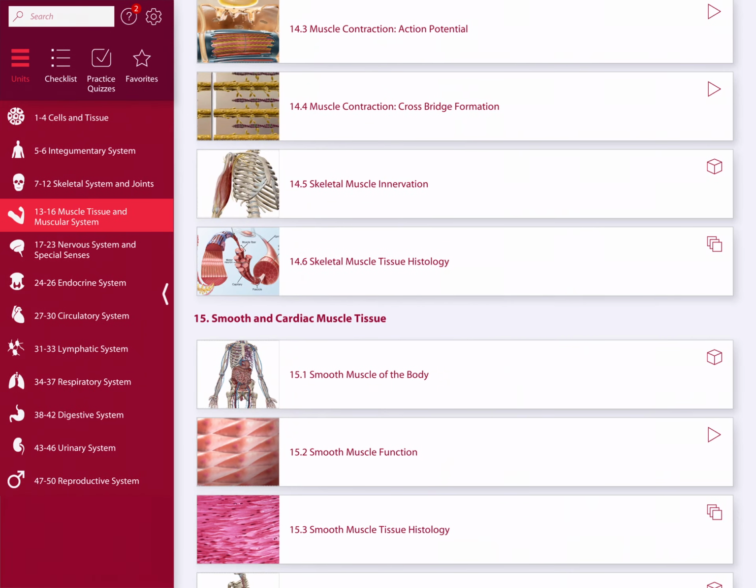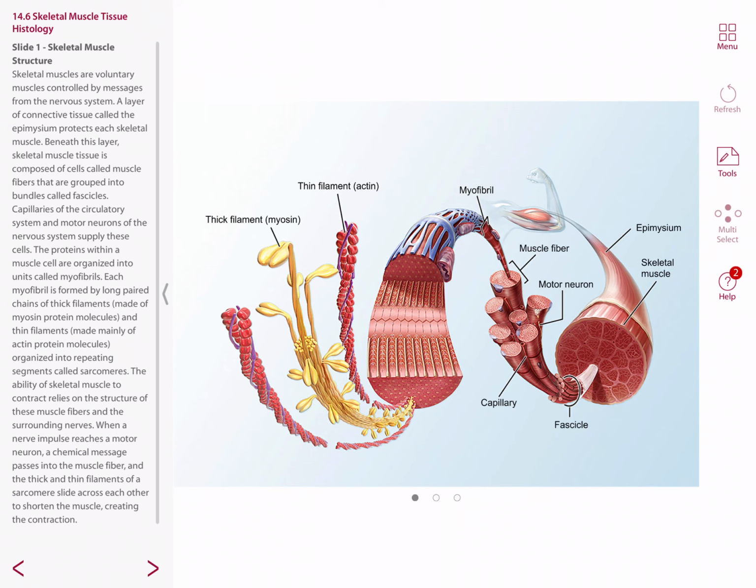The tissue histology, this is showing you the biceps brachii. That biceps brachii we would call a skeletal muscle. You can see here in this diagram, we see the skeletal muscle. That's the large portion there. We can break this down into 3 and 4 other functional units.